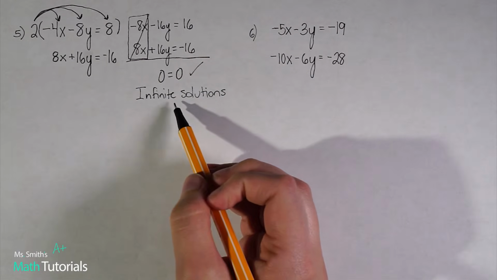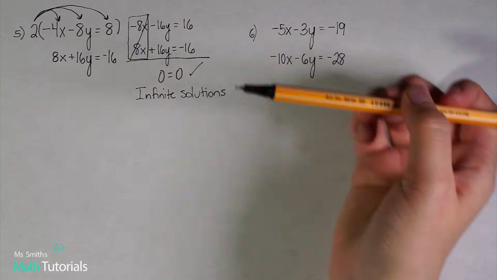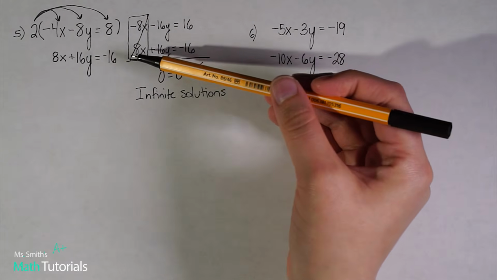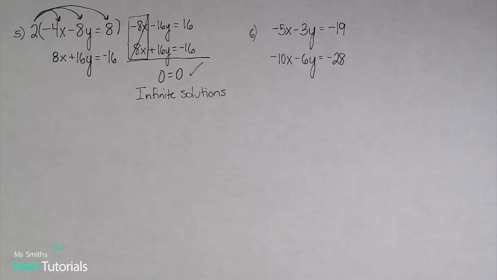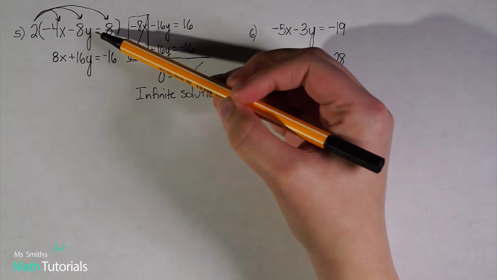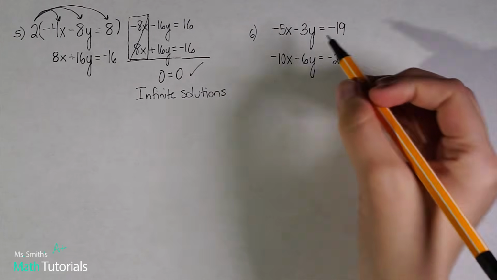We got a true statement, so if I were to graph these two lines, which I could do, I'd have to do some rearranging, but I could graph them. And if I did, these two lines would overlay each other. They would be the exact same line. Let's move on to number 6. Let's see what happens here.